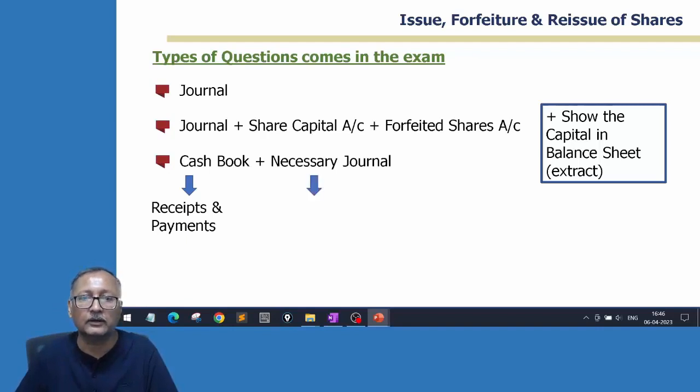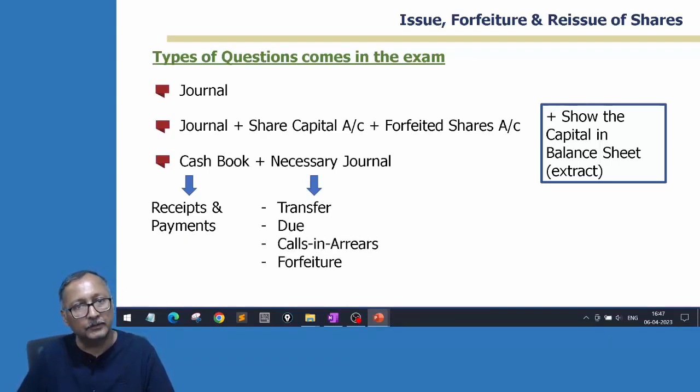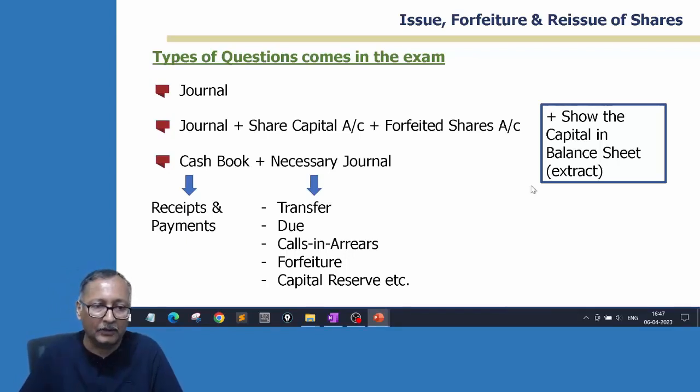Other entries are what? Transfer entries, the due entries, allotment money due, call money due entries. There could be calls in arrears entry and forfeiture entry. If there is any forfeiture, there will be reissue, but the reissue money will come into the bank book, so that will go into cash and bank. The capital reserve entry, all this will come into the journal. So basically, receipts and payments go into the cash book, and the rest goes into the journal. So now let's get into the topic.